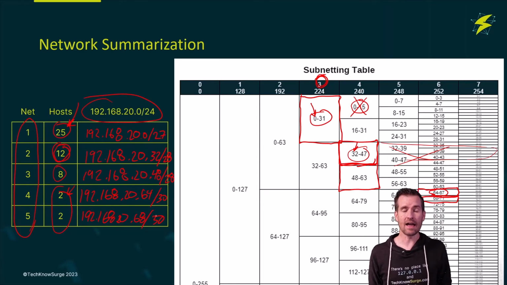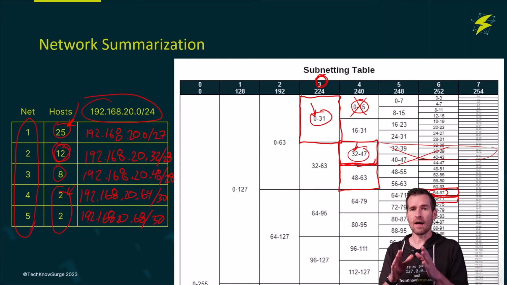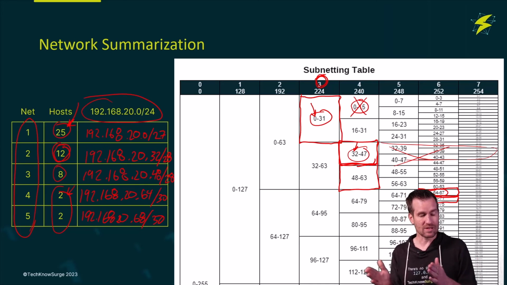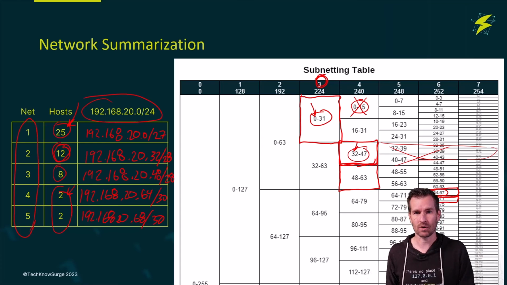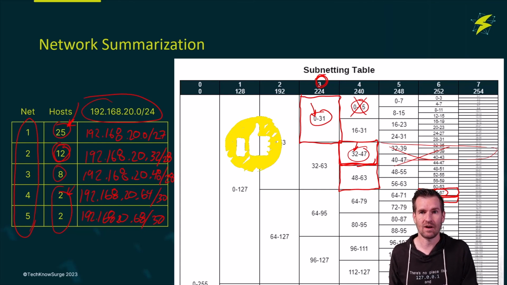So now I have figured out how to break this down using variable length subnet masks to meet the needs of all of these different networks without wasting any extra addresses.